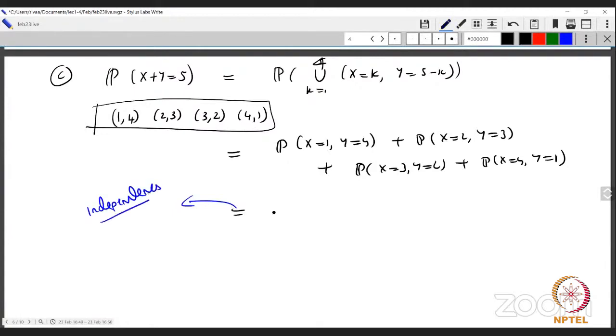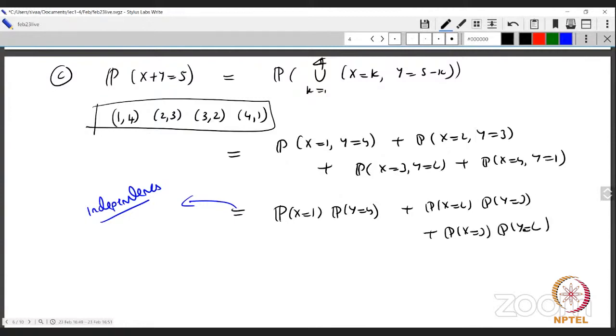Independence. So what do you get now? This is the probability that X equal to 1 times probability Y equal to 4, plus probability X equal to 2 times probability Y equal to 3, plus probability X equal to 3 times probability Y equal to 2, plus probability X equal to 4 times probability Y equal to 1. Very nice. So what do you do now?